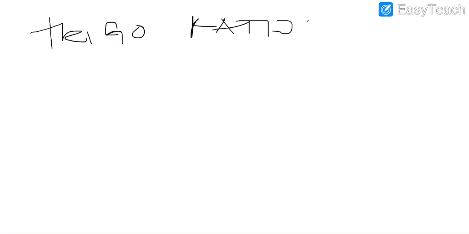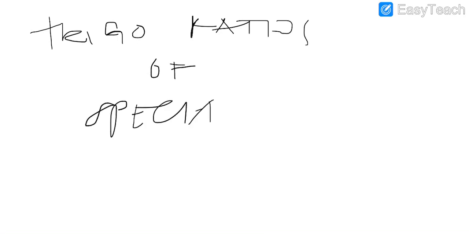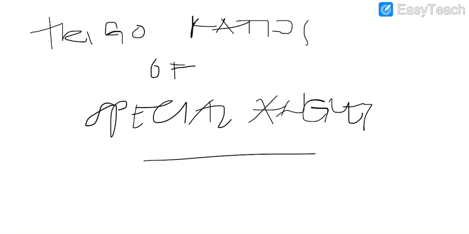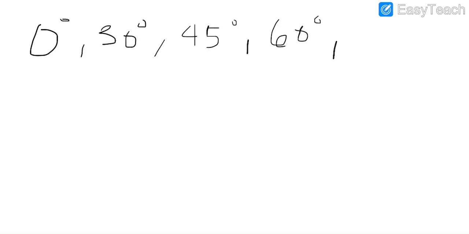So hi, let's talk about the trigonometric ratios of special angles. Okay, so what are those special angles? We have 0 degrees, 30 degrees, 45 degrees, 60 degrees, and 90 degrees.